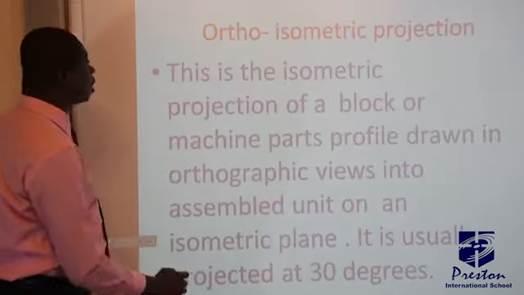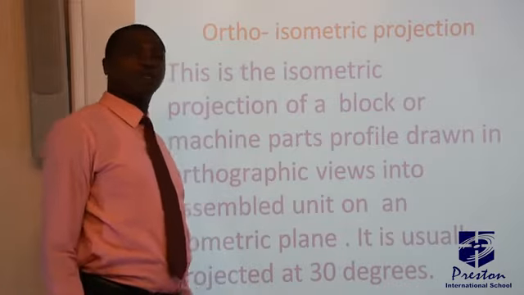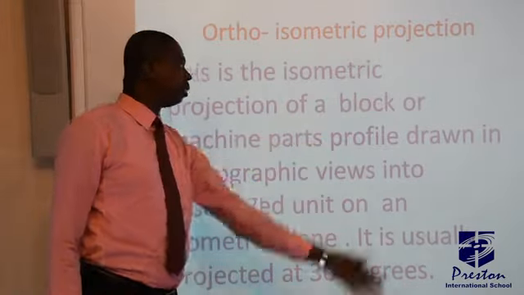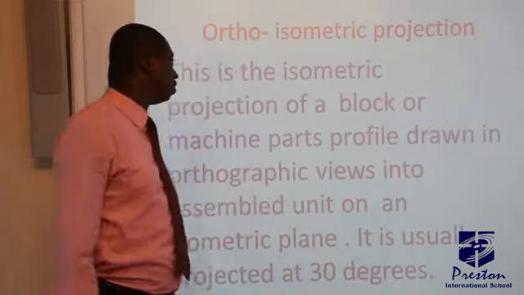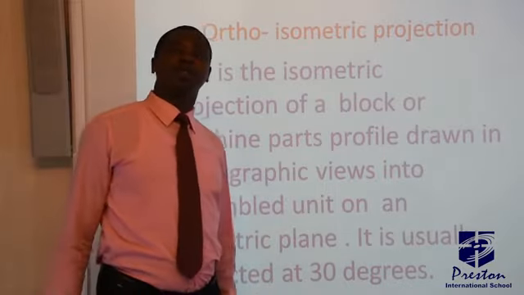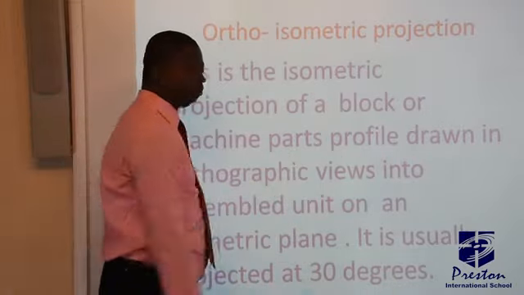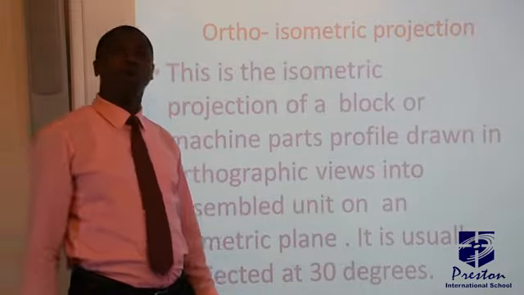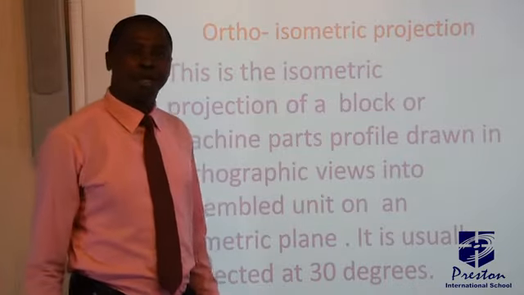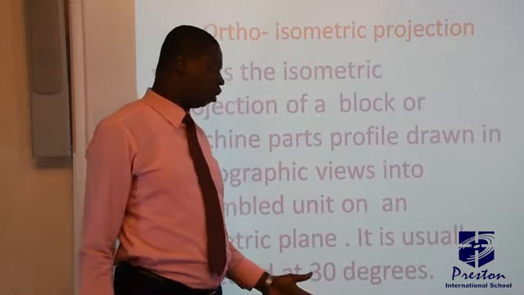So we're going to consider orthographic to isometric projection. What we mean by this is the isometric projection of a block or machine parts profile drawn in orthographic views into an assembled unit on an isometric projection plane, which is usually 30 degrees to the horizontal.